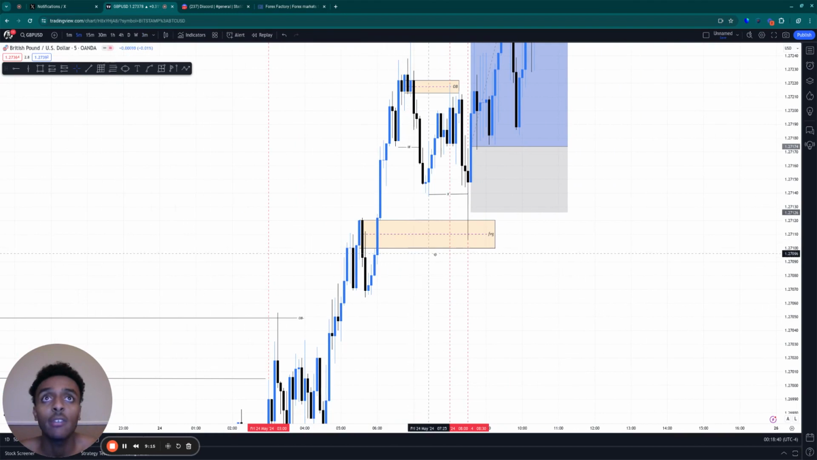We mitigate this fair value gap. And what does this mean? Odds are this is an inducement. People have thought that this was the mitigation before the expansion. So what do we see here coming into session open? Maybe 30 minutes into session open, on news release, we see a mitigation of the fair value gap and an immediate flip.